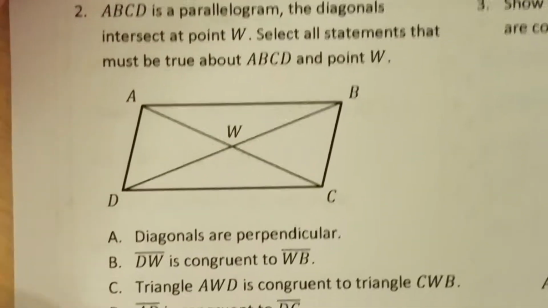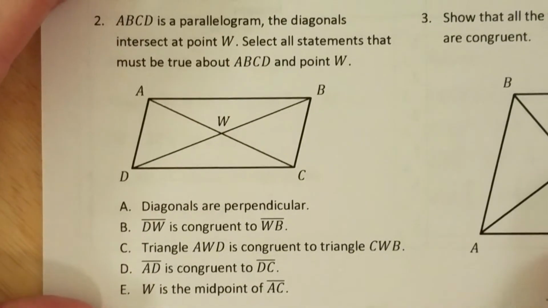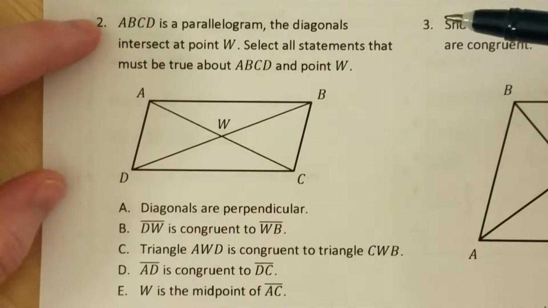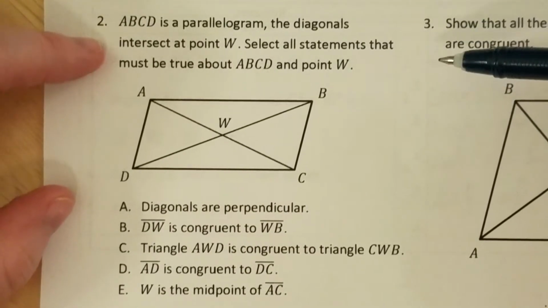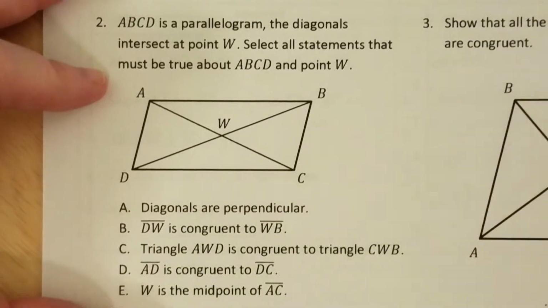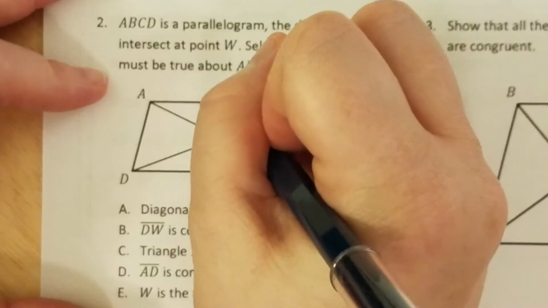Let's go down here to number 2. Here we have a multi-select. Remember that there's always going to be more than one, less than all. They tell us ABCD is a parallelogram, the diagonals intersect at point W, and they want us to just figure out anything that's true.